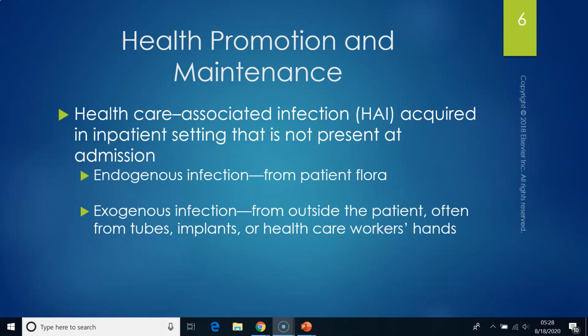Welcome to Part 2, Health Promotion and Maintenance. Infections can occur more often in our high-risk populace. Remember, we talked about the very young, very old, or immunocompromised. We as nurses can implement interventions to both prevent and detect infections as early as possible.